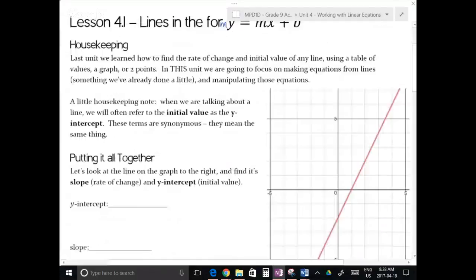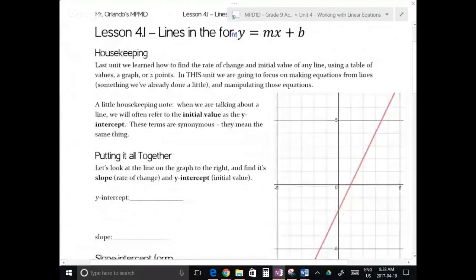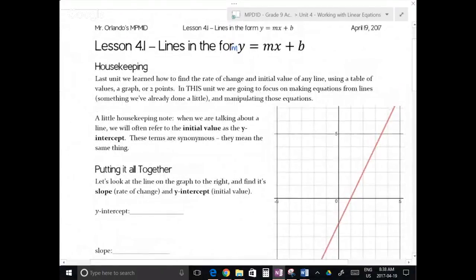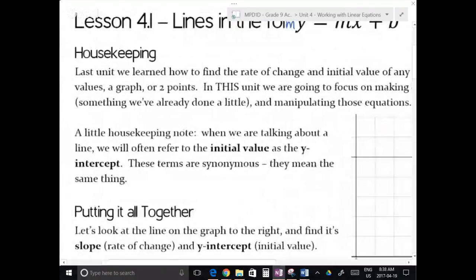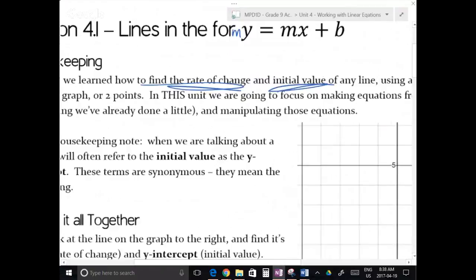Anyway, okay, so I want to do a little housekeeping. Last unit, we learned how to find the rate of change, and we learned how to find the initial value. Hold on. Hey, can I give you this, please?